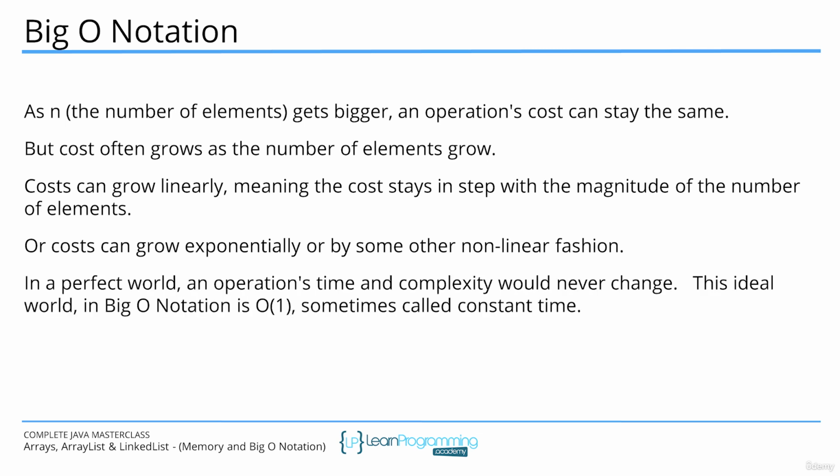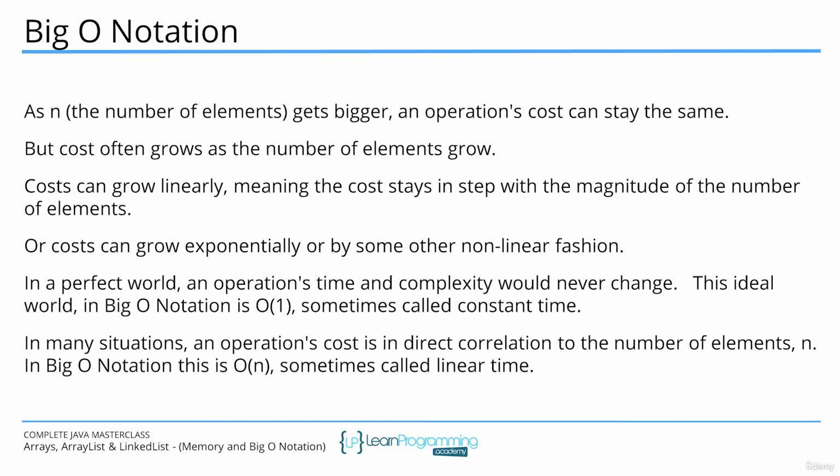In a perfect world, an operation's time and complexity would never change. This ideal world in big O notation is O(1), sometimes called constant time. In many situations, an operation's cost is in direct correlation to the number of elements, n. In big O notation, this is O(n), sometimes called linear time.